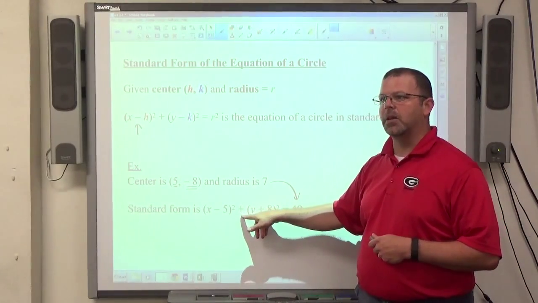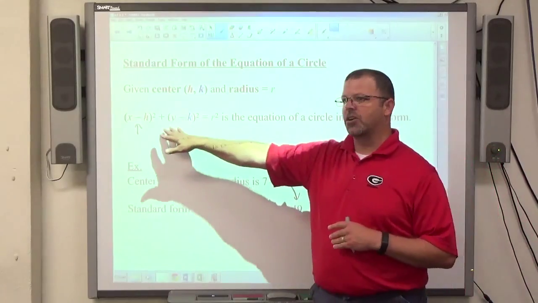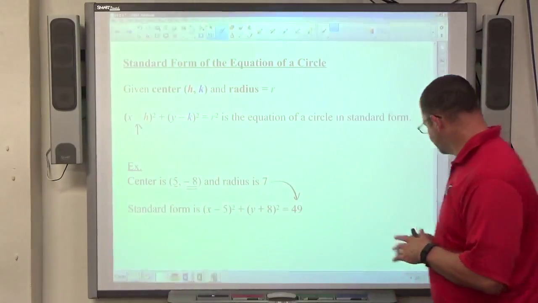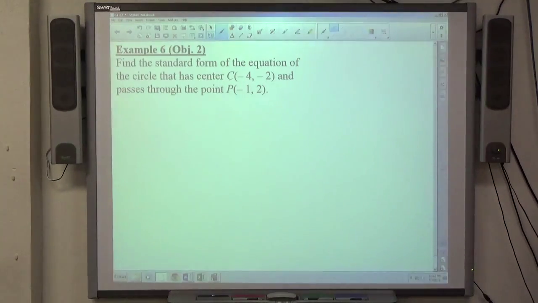I've seen people leave the plus signs off. I've seen people leave the squares off. It has to have that specific structure when you do it. So, for example, number 6: find the standard form of the equation of the circle that has a center at negative 4, negative 2, and passes through the point negative 1, 2.